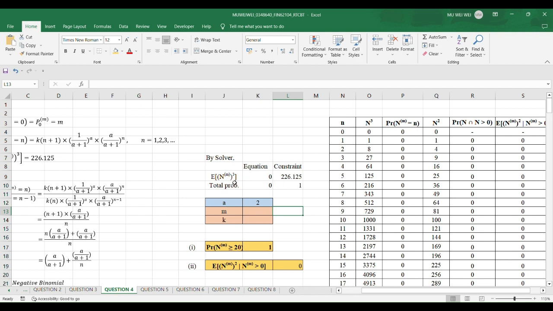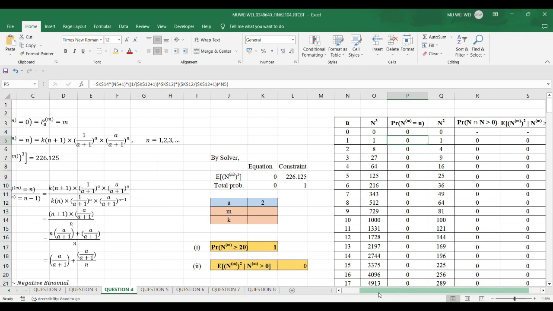It is given that the third moment equals 226.125. First, I create 3 columns. The first column is the values of n. The second column is n cubed, which is this value raised to the power of 3. And the third column is the probability of Nm equals n.